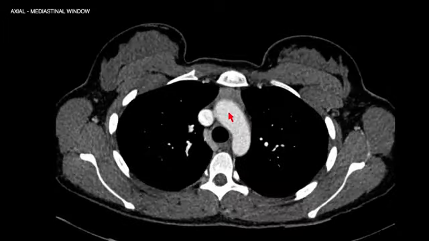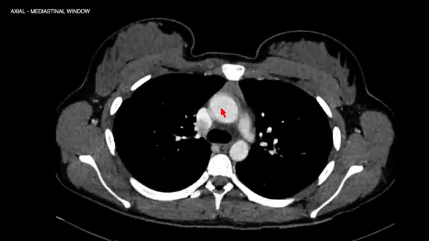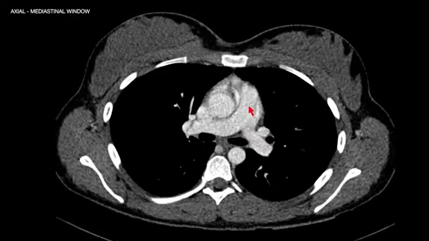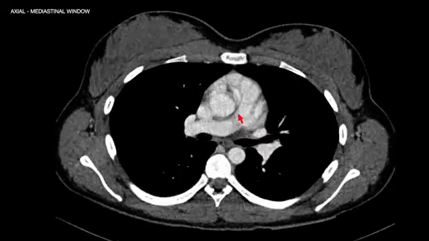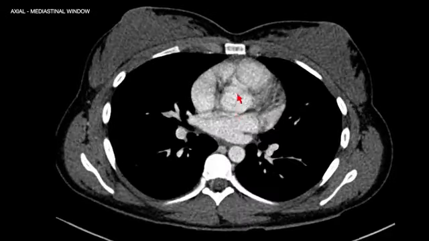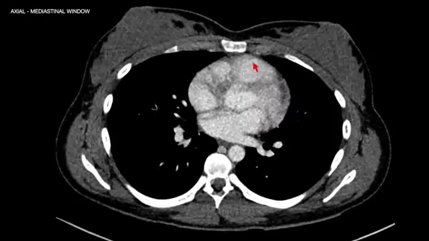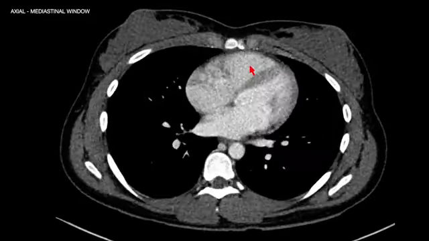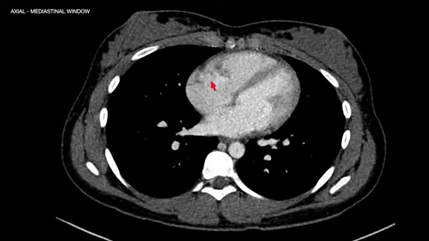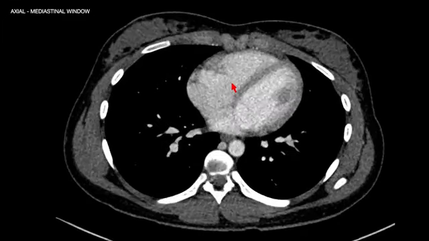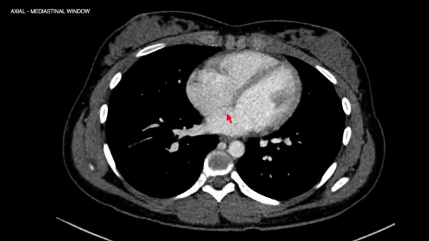If you follow the aorta downwards towards the heart, you can see the ascending aorta going down. Here we are at the level of the pulmonary arteries, the main pulmonary artery, right and left. And we can see the connection of the aorta to the left ventricle and the pulmonary artery to the right ventricle. The right heart chambers are anterior, right atrium, right ventricle, separated by the tricuspid valve, and posteriorly we have the left ventricle and left atrium separated by the mitral valve.